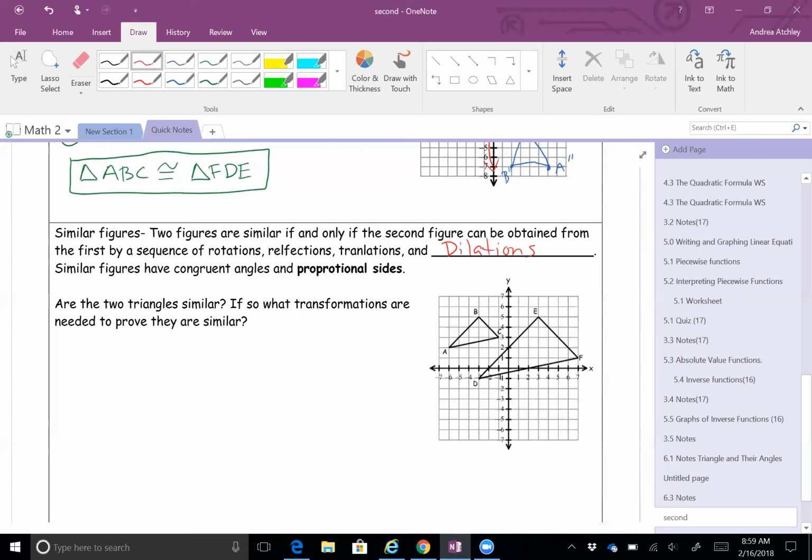Now, can we prove these? Again, we want to transform ABC and make it fit onto FED. Any ideas on what we can do? I wouldn't dilate first. I would dilate that last on this kind of grid. Can we get it lined up another way? Because this center of dilation won't be on the grid, so that wouldn't be helpful for us at this point.